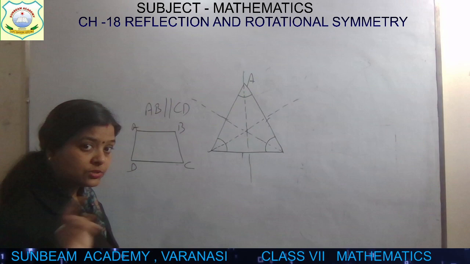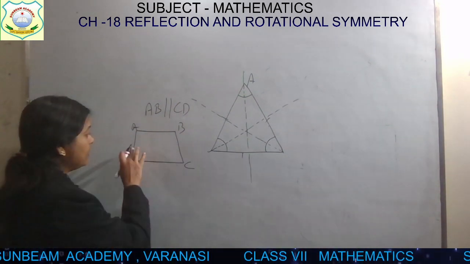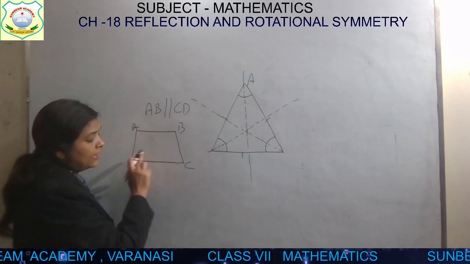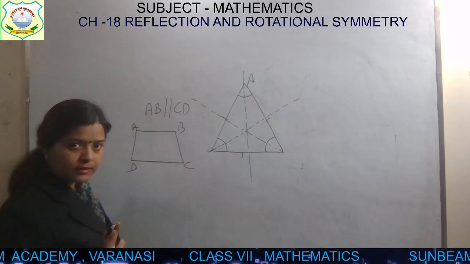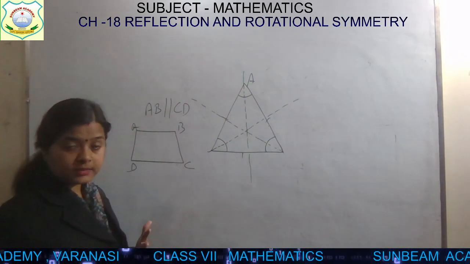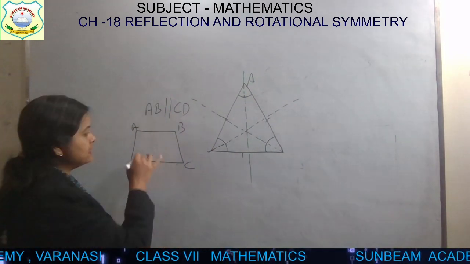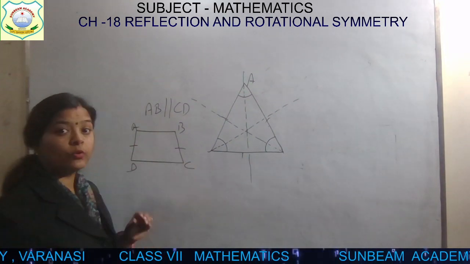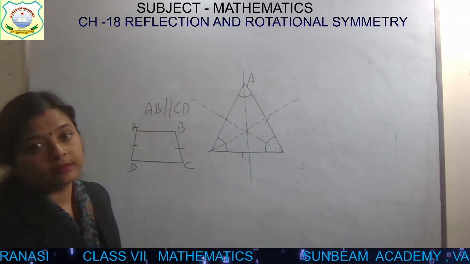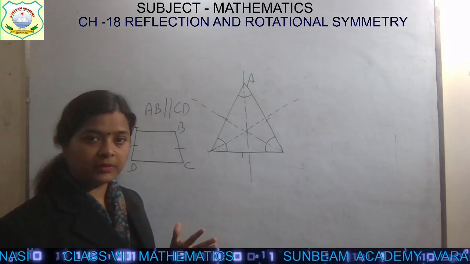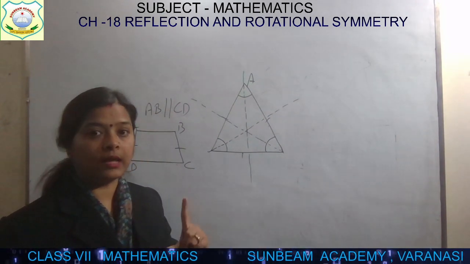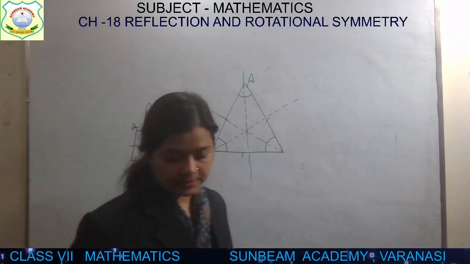But what is an isosceles trapezium? These two are the non-parallel sides, AD and BC. They will intersect somewhere if extended. So these are non-parallel sides. If the non-parallel sides are equal, their lengths are the same, then such a trapezium is called an isosceles trapezium. And there is one line of symmetry in an isosceles trapezium.